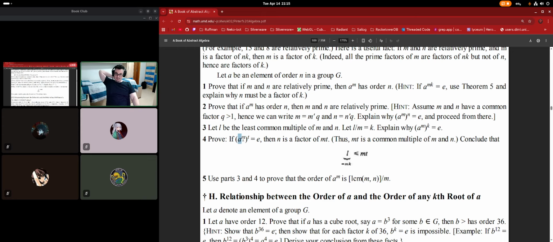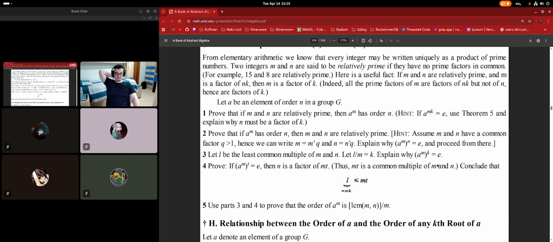And then we also have that a to the power of n to the power of t equals e. Then n is a factor of mt. Thus, mt is a common multiple of m and n. Then n is a factor of mt, assuming that a to the power of n is equal to e. Conclude that, use parts 3 and 4 to prove that the order of a to the power of m is that. I think this is what Tevo said before.